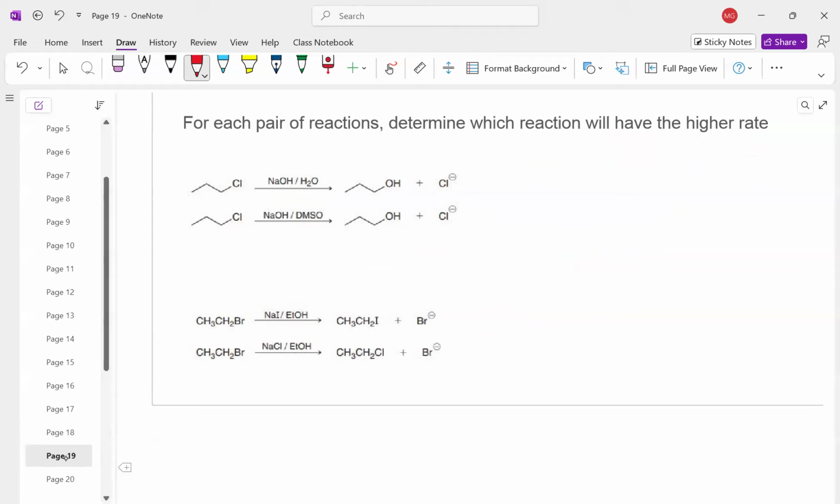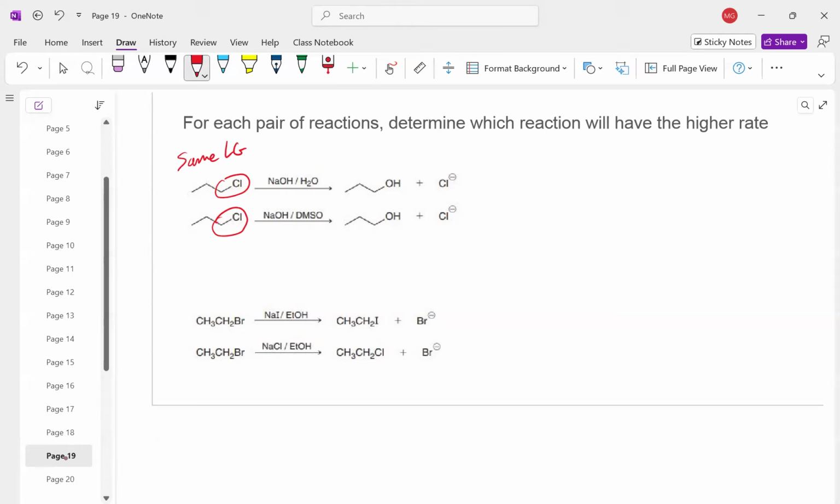Okay, so when you approach a problem like this, you want to note where are the differences. So if you look at our first one, let's start with the substrate. Notice the substrate here has the same leaving group, because sometimes that'll affect the rate. If you have a really good leaving group versus a really poor leaving group, the better the leaving group, the quicker the reaction is going to be. So these have the same leaving group, so that's not a difference.